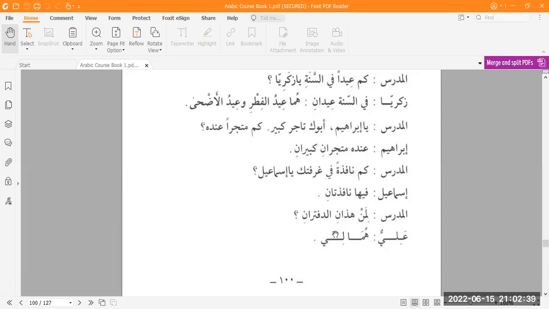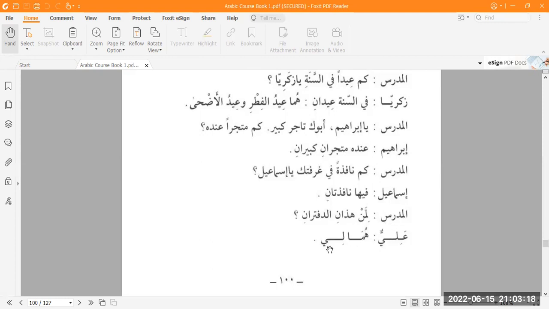Al-Mudarrisu, liman hadhani daftarani. The teacher asks, who do these two notebooks belong to? Hadhani, we did the word hadha. Hadhani is the dual form of it. So hadha, this one. Hadhani, these two, if you were to put it that way. Who do these two notebooks, daftarun, daftarani, belong to?